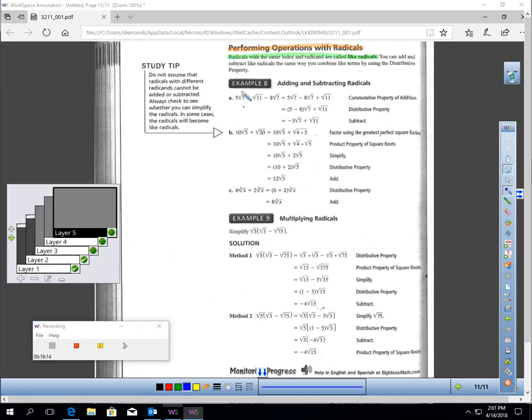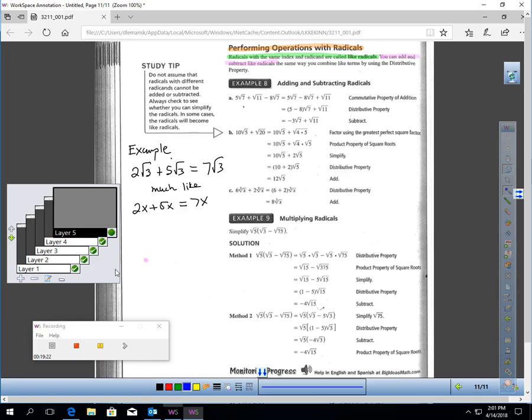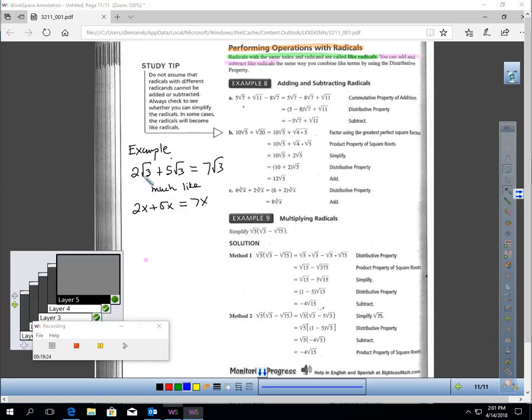To wrap up the video, performing operations with radicals. Okay? Radicals with the same index and radicand are called like radicals. You can add and subtract like radicals. So for example, 2 radical 3 plus 5 radical 3 would equal 7 radical 3. It's a lot like variables. Think about it. If you had 2x plus 5x, you'd get 7x.